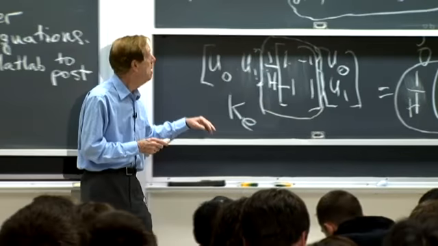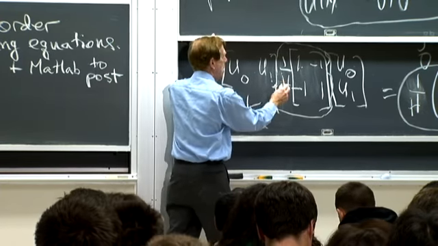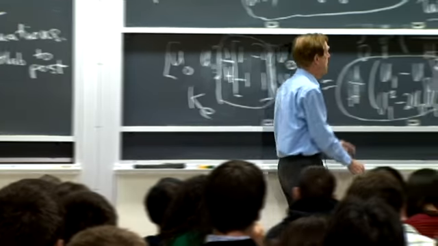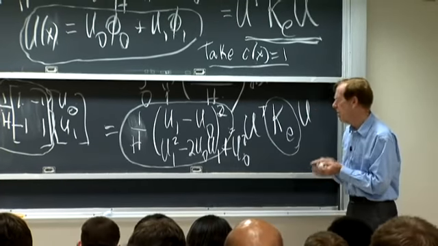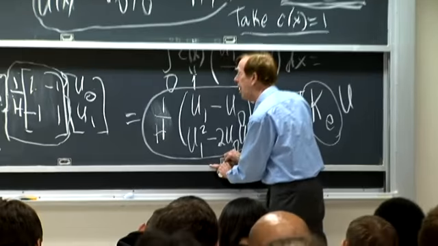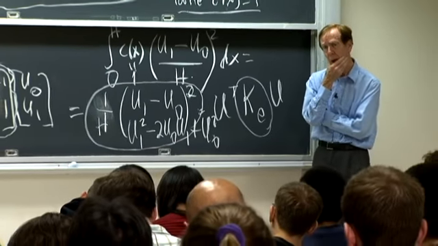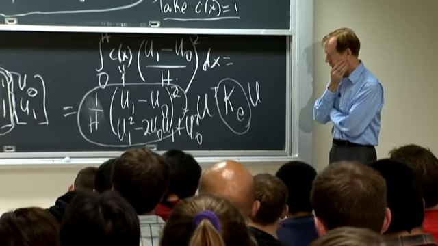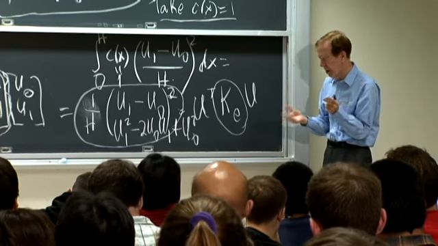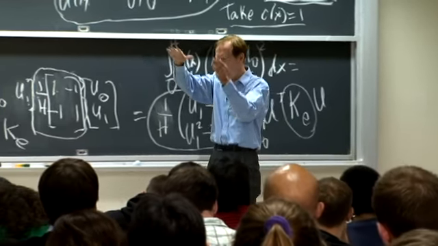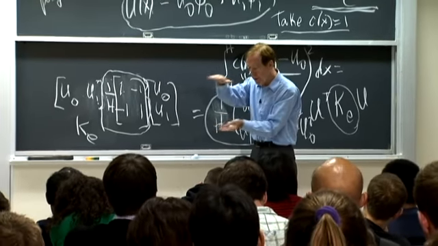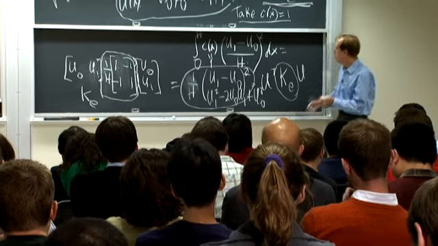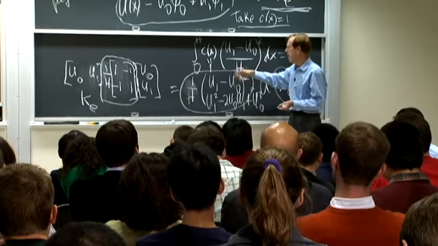Notice how nice that is. It's particularly nice, of course, because I took c of x to be 1. Oh, so let me make a comment about, suppose c of x was not 1. What would I do? Suppose I have some variable stiffness in the material. Suppose the material could be changing width. So its stiffness would change. So in other words, I'd have a variable c of x that I should integrate.